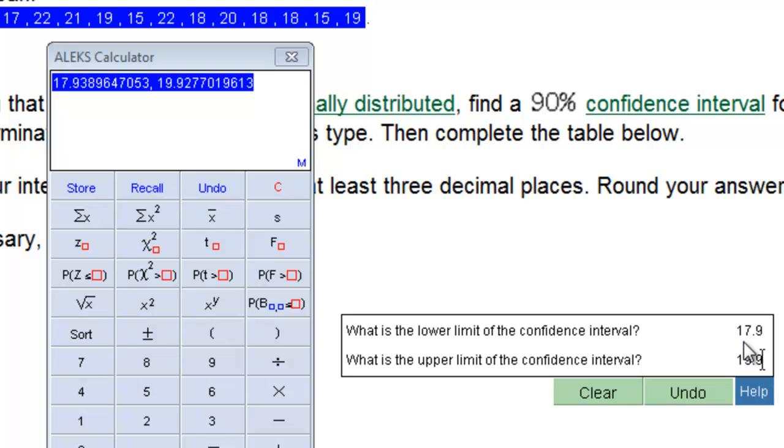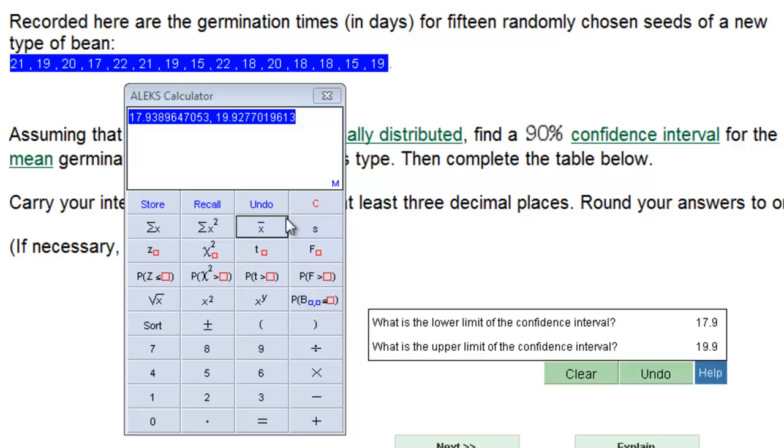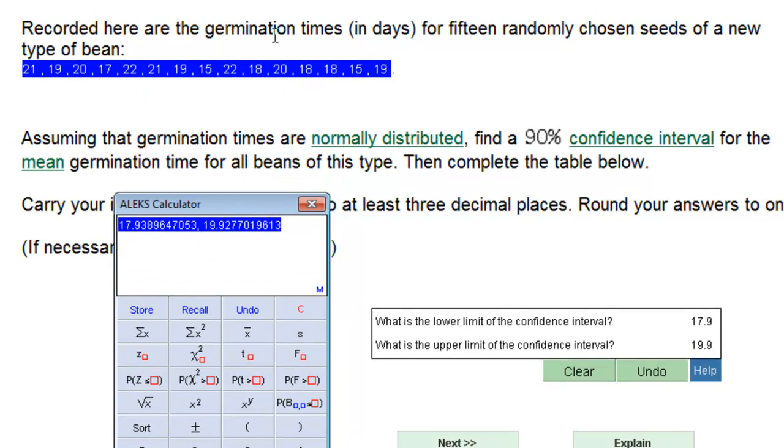Okay, this indicates to me if you take the mean of these two, that'll be your sample mean. 18.9 was my sample mean. And if I go up 1 or down 1, I get those two values. So that is my confidence interval. I'm 90% sure that the average germination time for these certain beans is between 17.9 days and 19.9 days. So between 18 and 20 days on average to germinate.